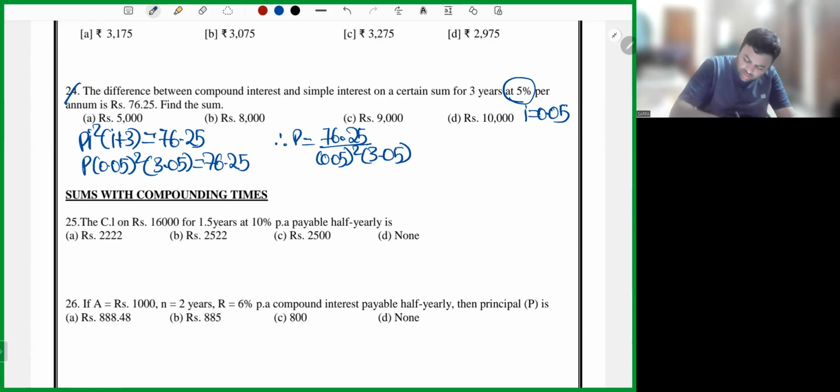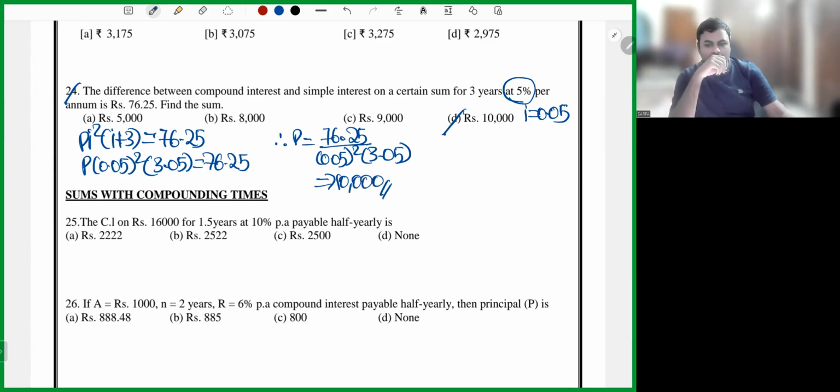Let's do it in the calculator. First, take 76.25 in the calculator, divided by 0.05, divided by 0.05, divided by 3.05. Simple, sir. Answer is 10,000. So what's the answer, my dear friends? Answer is simply equal to 10,000. There's nothing much difficulty. Very simple to solve.